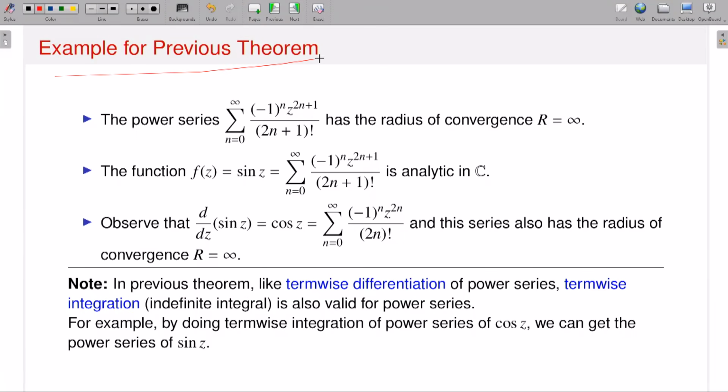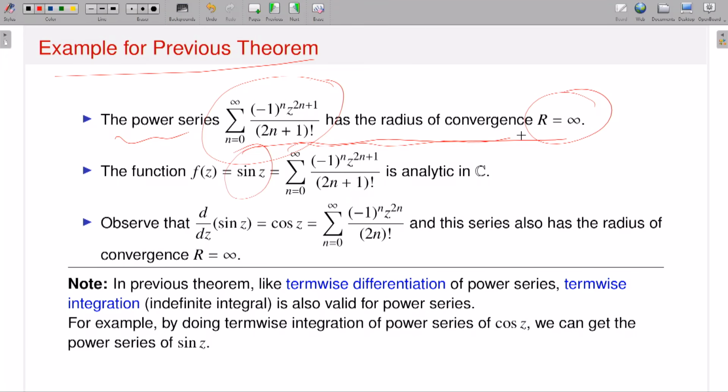Okay, so some examples of the previous theorem, as I said. For example, the power series will have a radius of convergence. I already told you this radius of convergence is infinity. So if you can guess the corresponding power series, or what the sum function of this power series is, it is nothing but sine z.